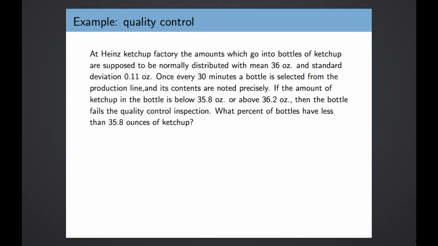And if the amount of ketchup in the bottle is below 35.8 ounces or above 36.2 ounces, then the bottle is going to fail the inspection. It's not good enough to be sold. It fails quality control. So let's say that we want to find out, using these standards and this distribution of ketchup in ketchup bottles, what percentage of the bottles have less than 35.8 ounces of ketchup.